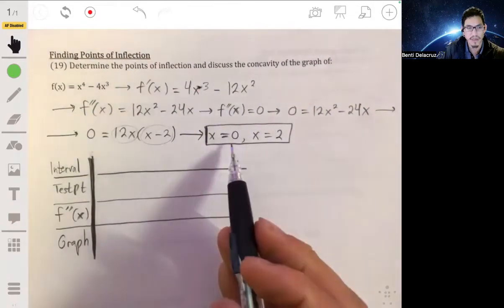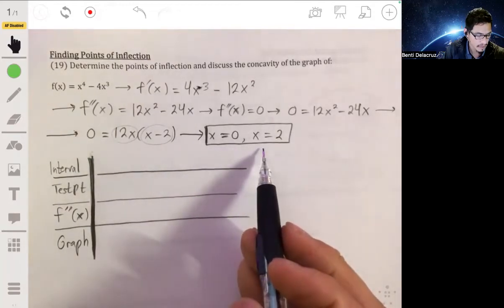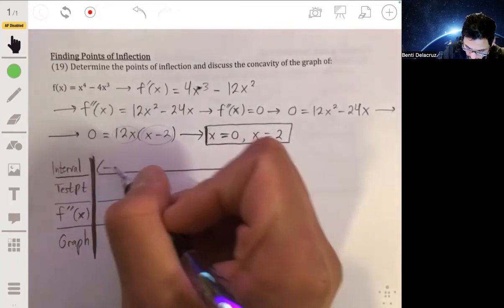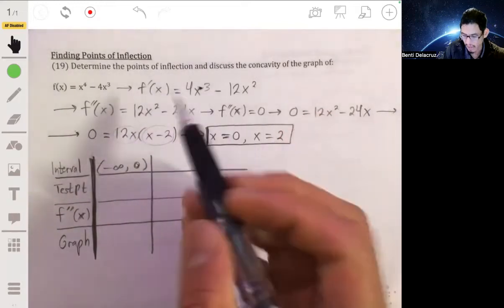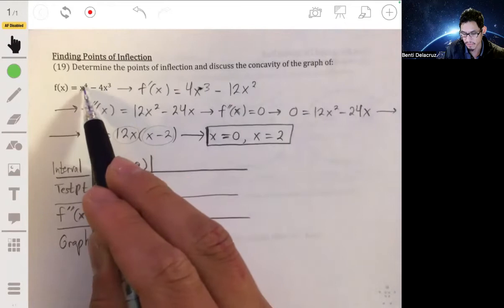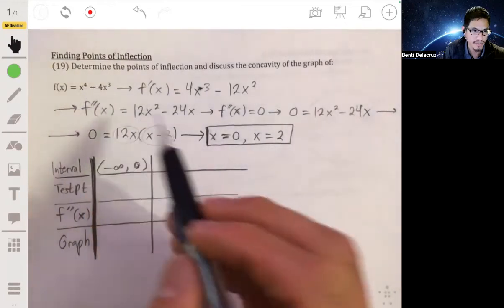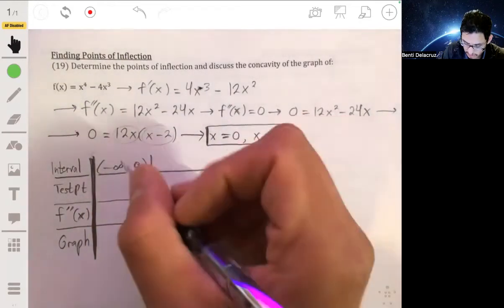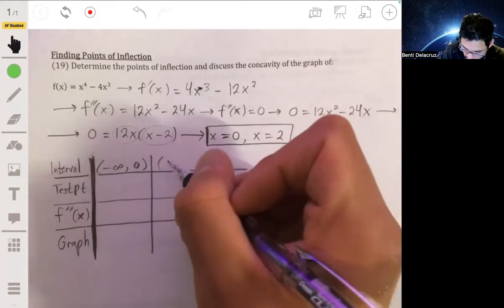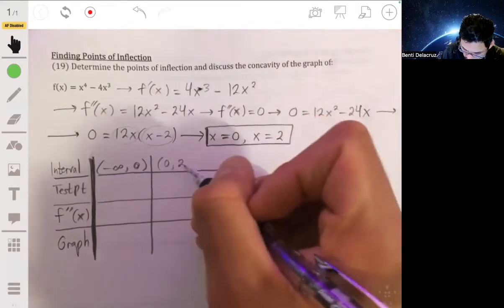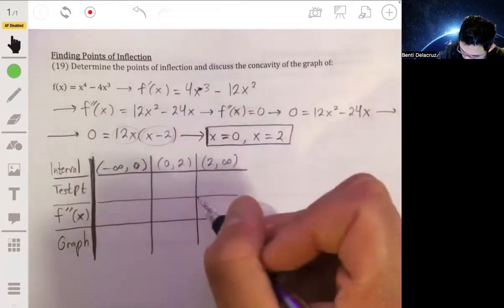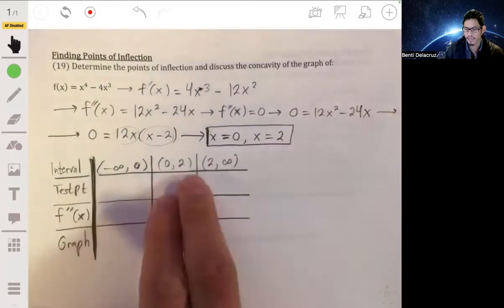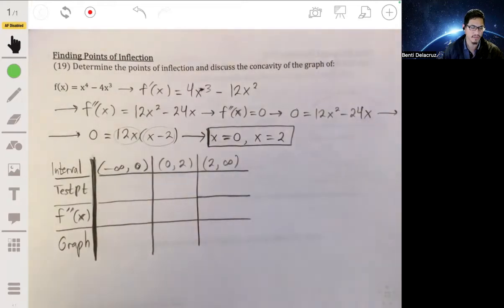So the interval is broken up at 0 and 2. We're going to go from negative infinity to 0, and we're all good here because we don't have any undefined values for the function, so we just have to break it up at these 2 points. So going from negative infinity to 0, then 0 to 2, and then 2 to infinity. We want to see what's going on in these 3 intervals and pick a number that's easy to work with.